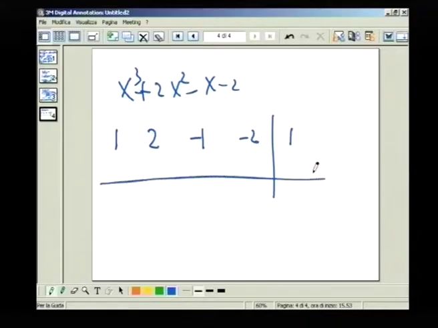And then you place it here. This is the first coefficient without change. Then you multiply 1 times 1. And you get 1 here. You add them up. You get 3. Again, you multiply 3 times 1. You get 3. Then you add them up, you get 2. Then you multiply 2 by 1, you get 2. Then you add them up, you get 0. If 1 is a correct root, then you must end up with a 0 remainder here.